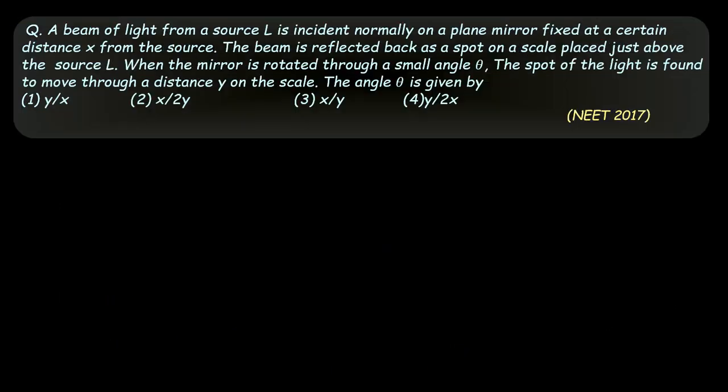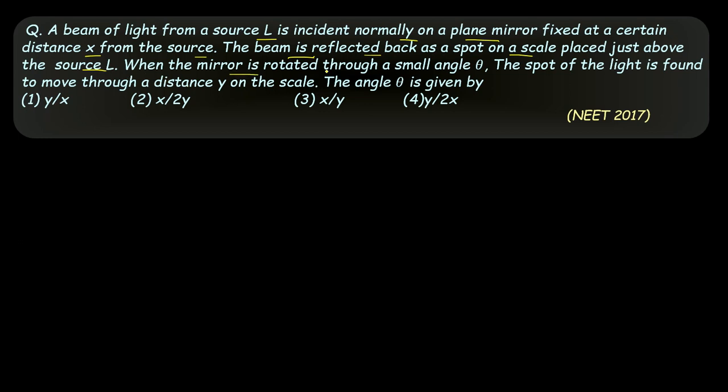Okay, let's move on. This is the next question. This question is based on the plane mirror. So the question is as follows. A beam of light from a source L is incident normally on a plane mirror fixed at a certain distance x from the source. The beam is reflected back as a spot on the scale placed just above the source L.